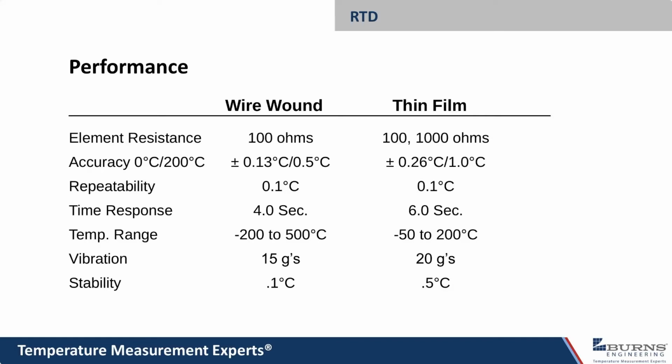Let's see, repeatability within their temperature ranges, they're about the same. Time response, wire wound actually has the advantage over the thin film only because of the packaging that's typically done with thin film. You can take a thin film and put it in a little copper tip on the sensor and get really fast response time out of it, down to about maybe 2 seconds. Actually, I should probably clarify here. I shouldn't really say time response.